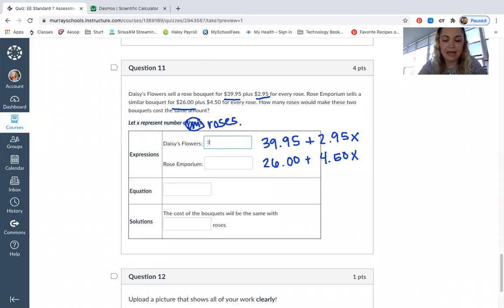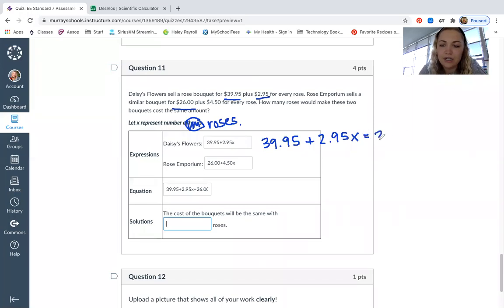So I'm going to say 39.95 plus 2.95x. And then for Rose Emporium, 26.00, I'm just going to write 26. Actually, I'm going to put 0.00, why not? Plus 4.50x. My equation is when I set these two equal to each other. So I'm going to be super lazy and just copy those, and set it equal to the other one. So now we need to solve this thing. I'm going to rewrite that next to this one.